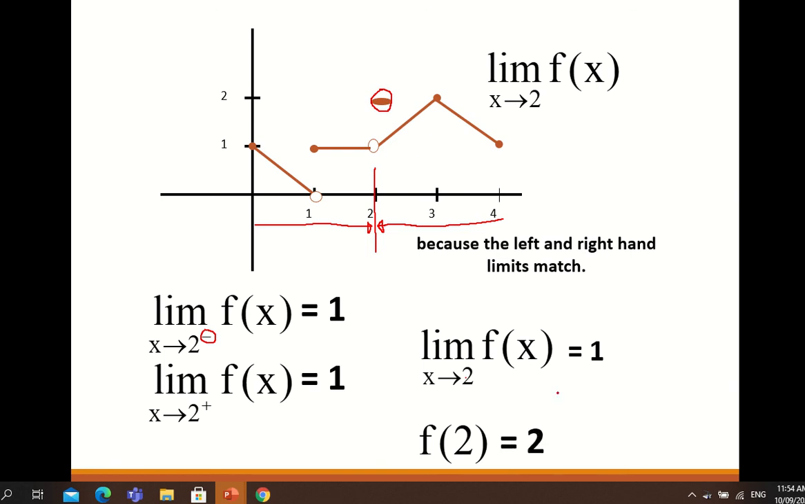So you see, the limit of the function as x approaches 2 is equal to 1, but the value of the function when x equals 2 is equal to 2. So they are not equal. Perhaps in some cases they are, but in this case, they are not equal.